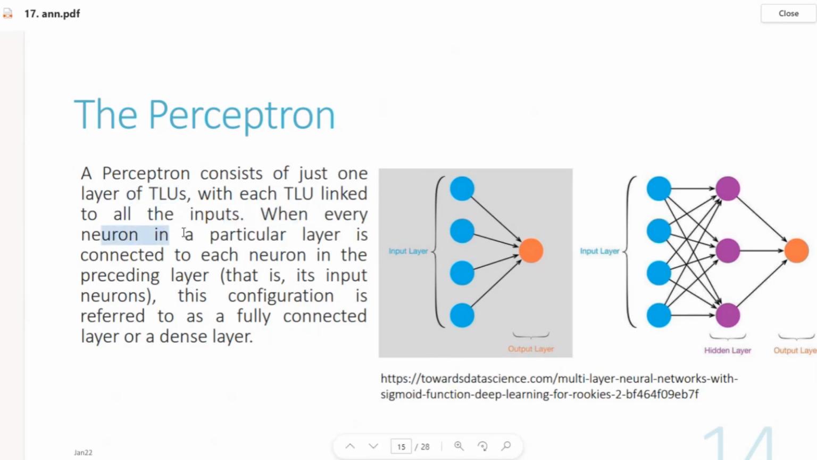Every neuron or TLU in a particular layer is connected to each neuron in the preceding layer. In this case, of course, we have only input neurons, coming from the input layer. This configuration is referred to as a fully connected or dense layer. Okay?